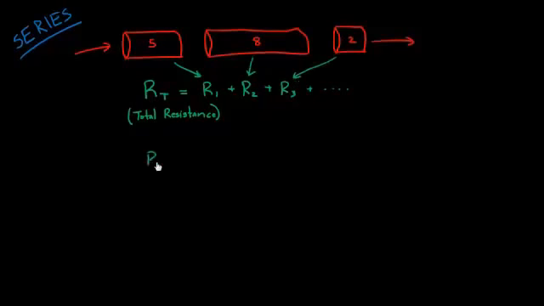So RT becomes 5 plus 8 plus 2, and that equals 15. So total resistance would be 15. And actually, I'm going to give you a general rule.